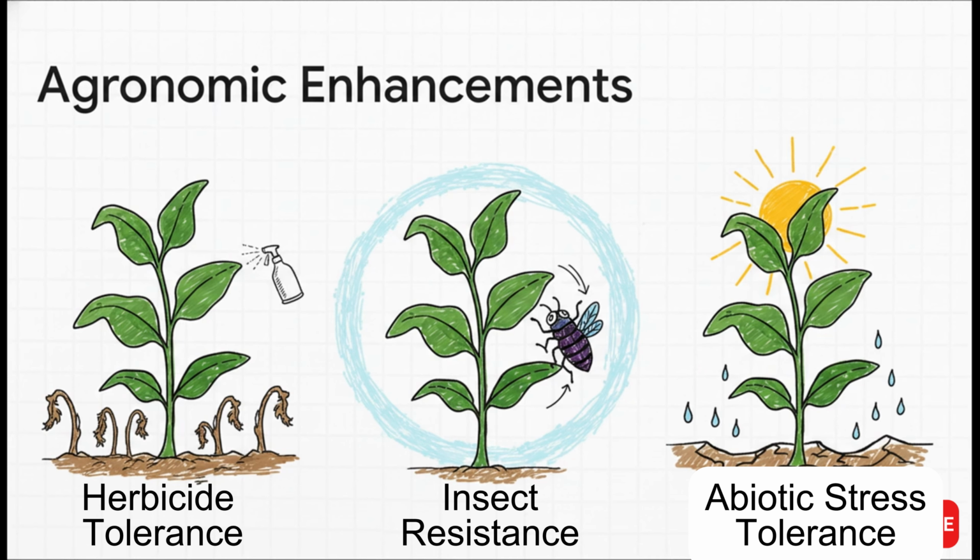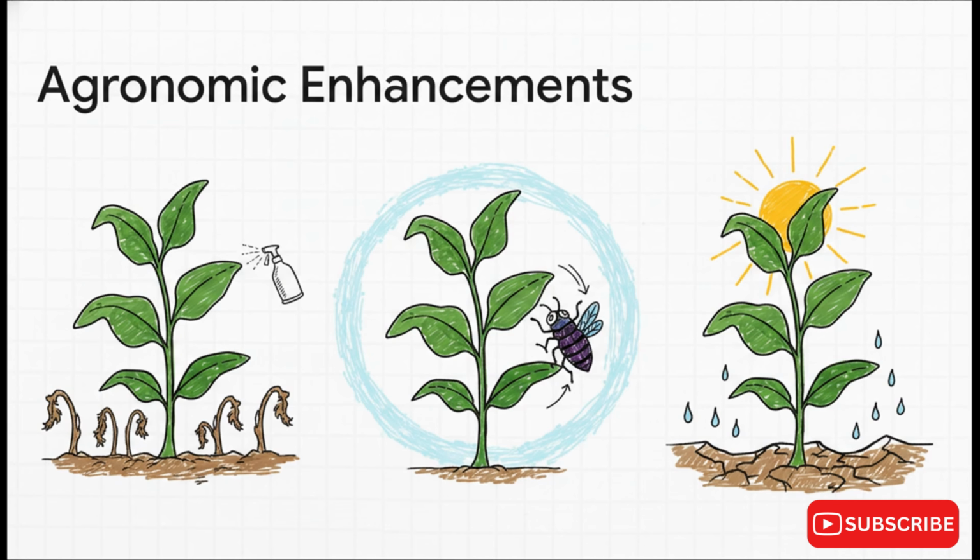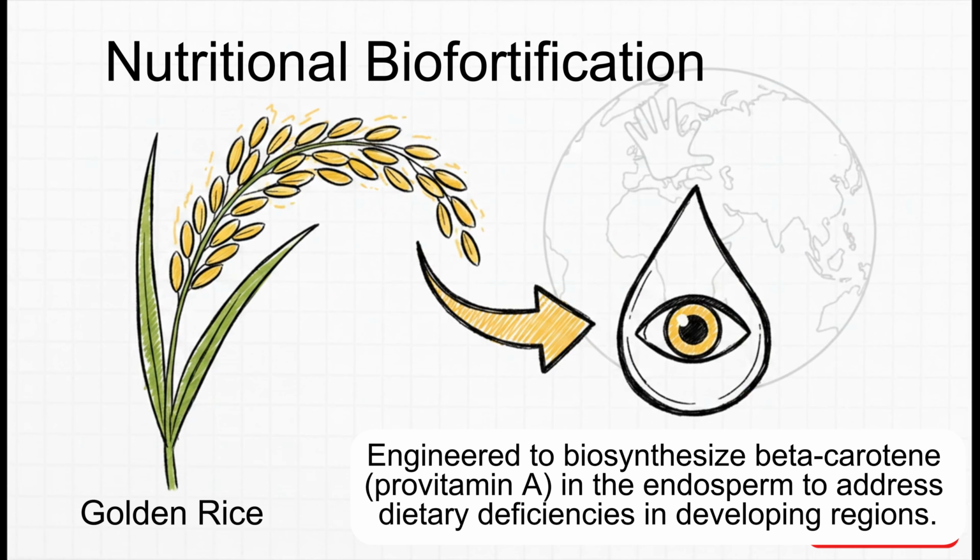Some are engineered to tolerate specific herbicides, which allows farmers to manage weeds more effectively. Others are given a gene from a bacteria, often called Bt, which lets the plant produce its own natural protection against certain insect pests. And some are even designed to be tougher in difficult conditions, like a long period of drought. Now, when we talk about improving nutrition, the most famous example is probably golden rice.